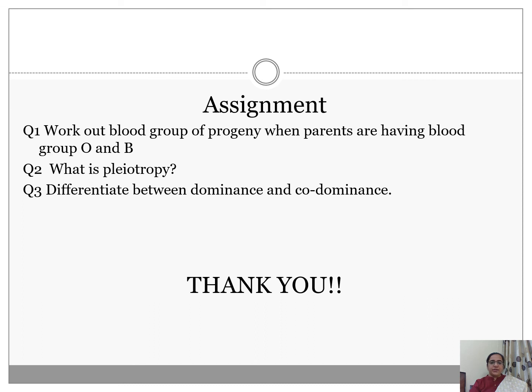These are a few questions as an assignment. Try to solve these questions and you will find the answer in the previous context.